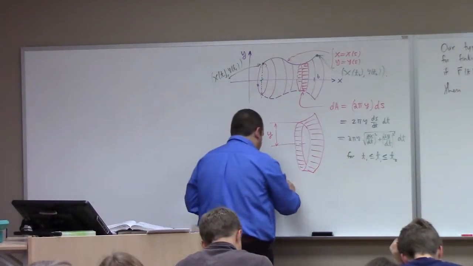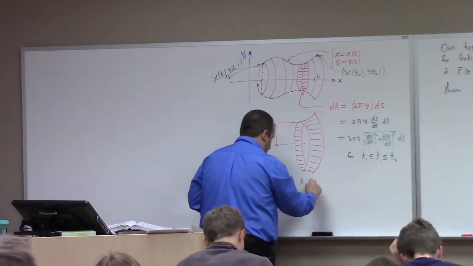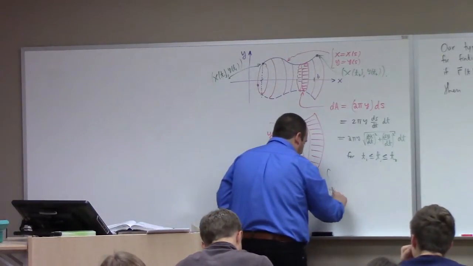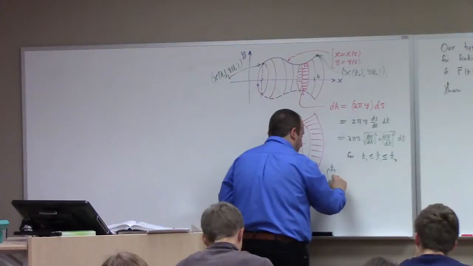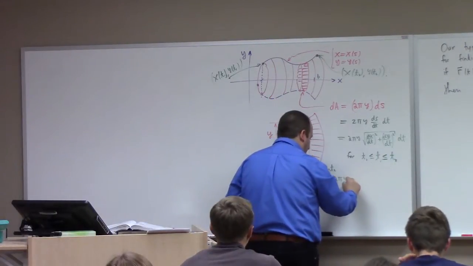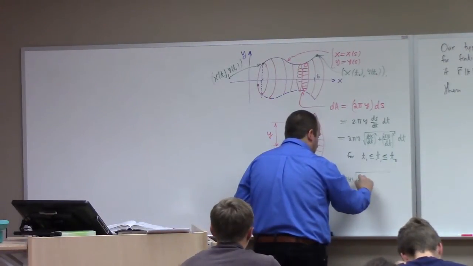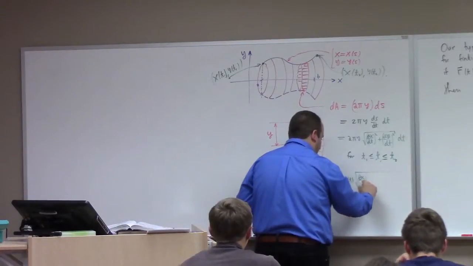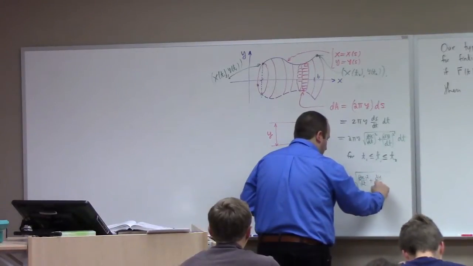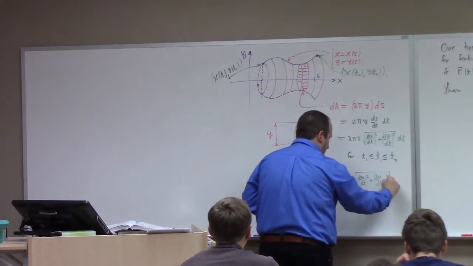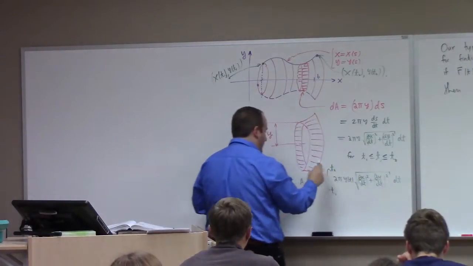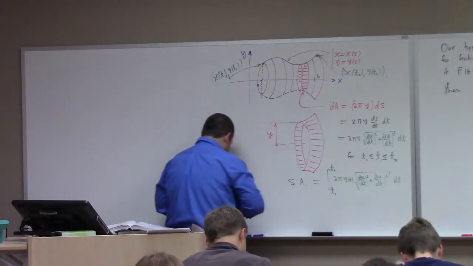So in summary, surface area equals the integral from t1 to t2 of 2 pi y of t times the square root of dx dt squared plus dy dt squared, dt.